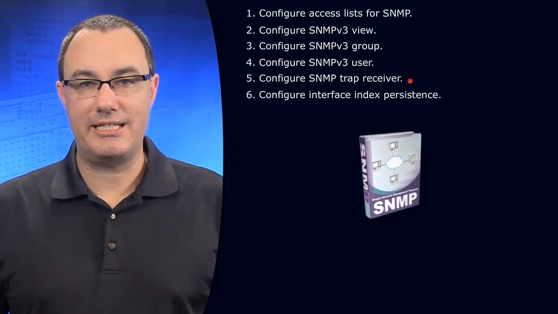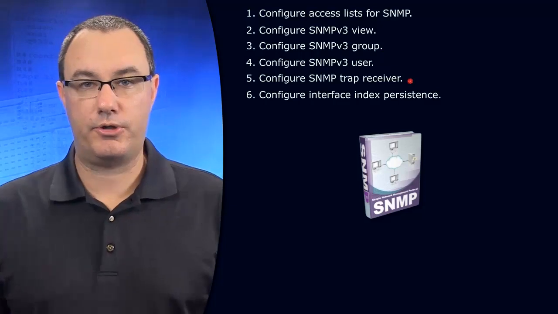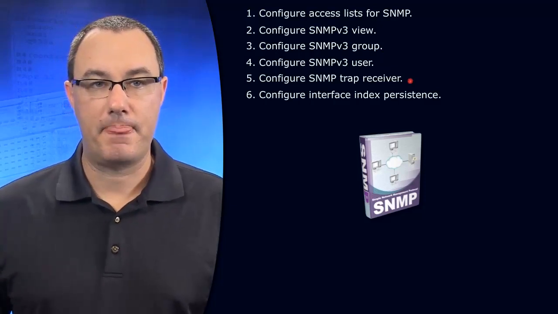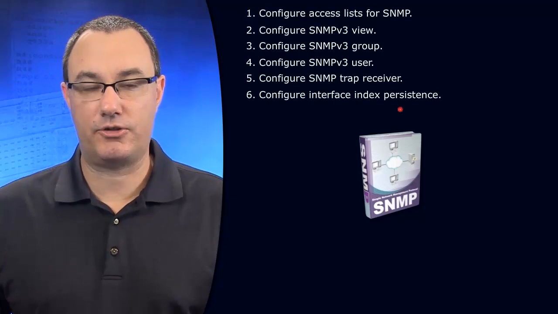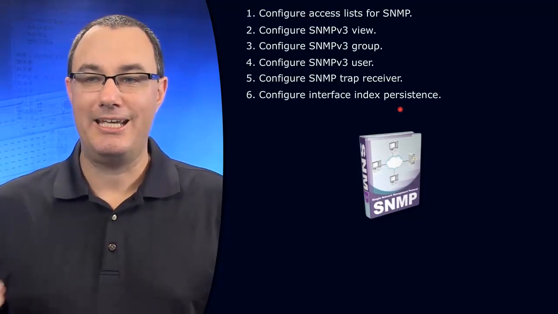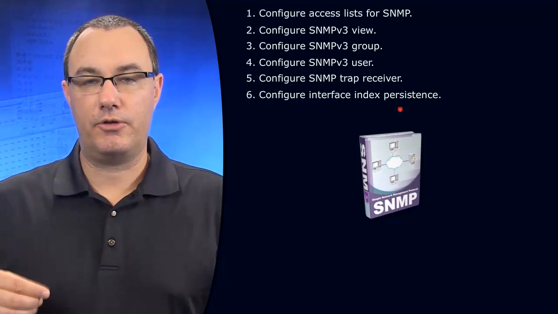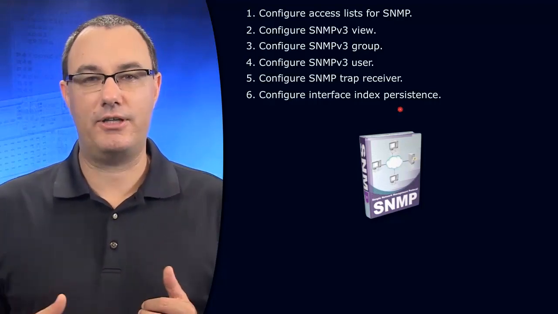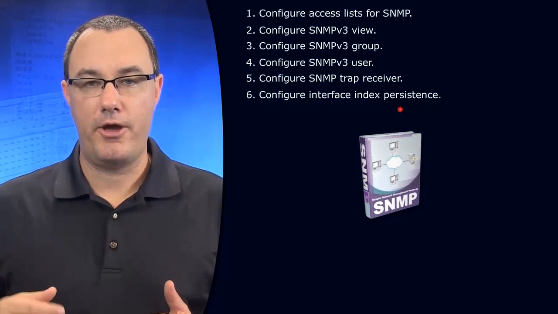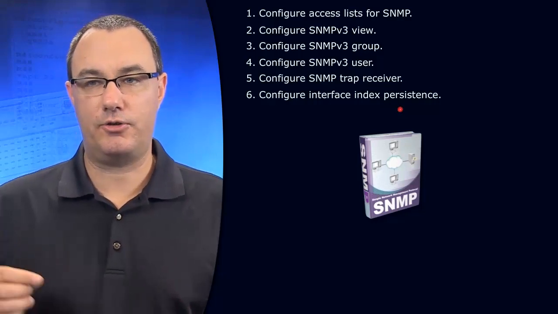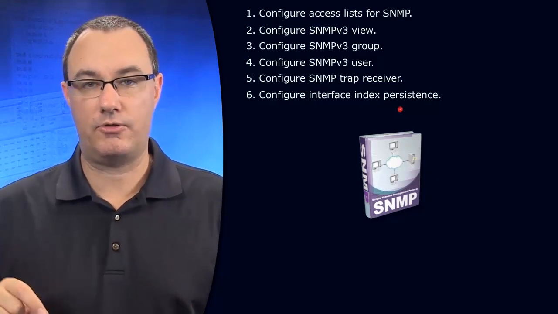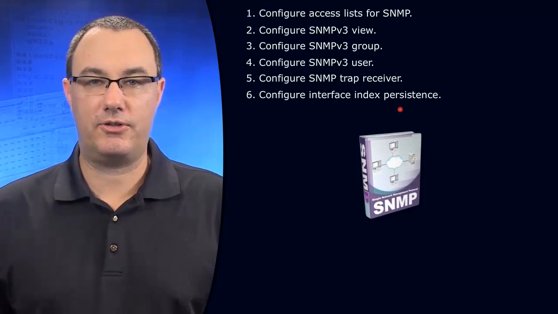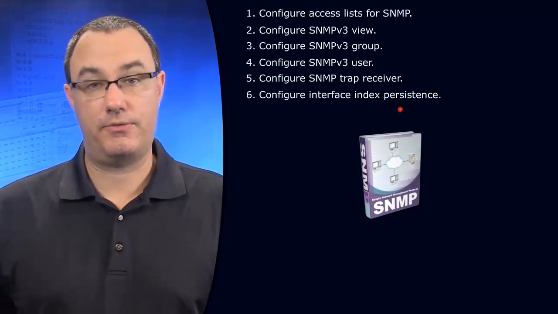How are you going to deal with events which are relayed via traps? And finally, interface index persistence, which is just about maintaining interface IDs numerically, not like the interface IDs that we see inside of the IOS, but interface IDs in terms of how SNMP tracks those. We want those to be consistent to avoid disruption if the switch reboots.